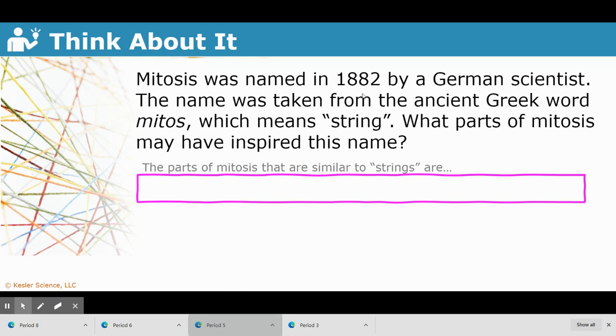Mitosis was named in 1882 by a German scientist. The name was taken from the ancient Greek word mitos, which means string. What parts of mitosis may have inspired this name? So go back through the slides and read, which ones we're talking about, string or thread or anything that looked like that. And maybe you'll find that it kind of makes sense that they used this term. So you can pause the video and go back and look.